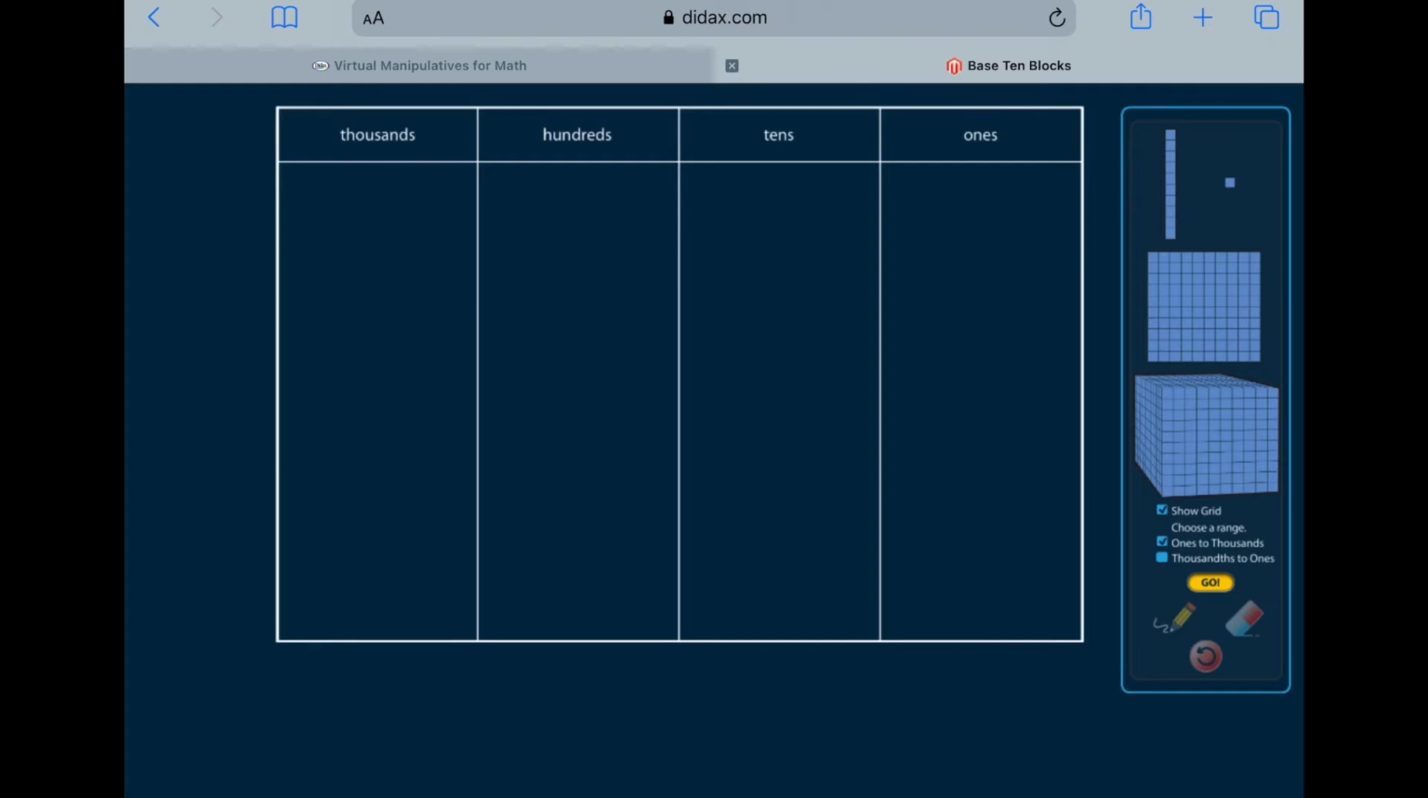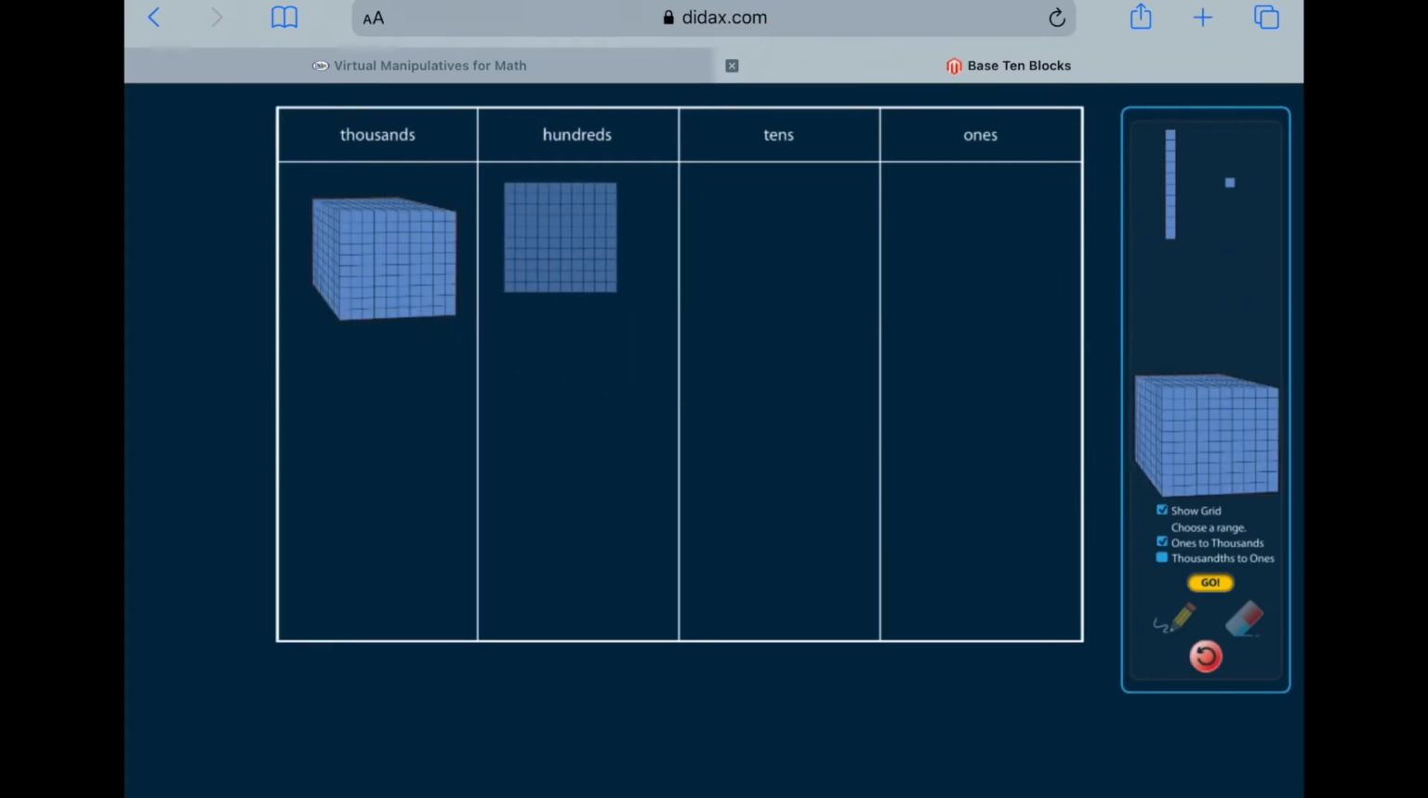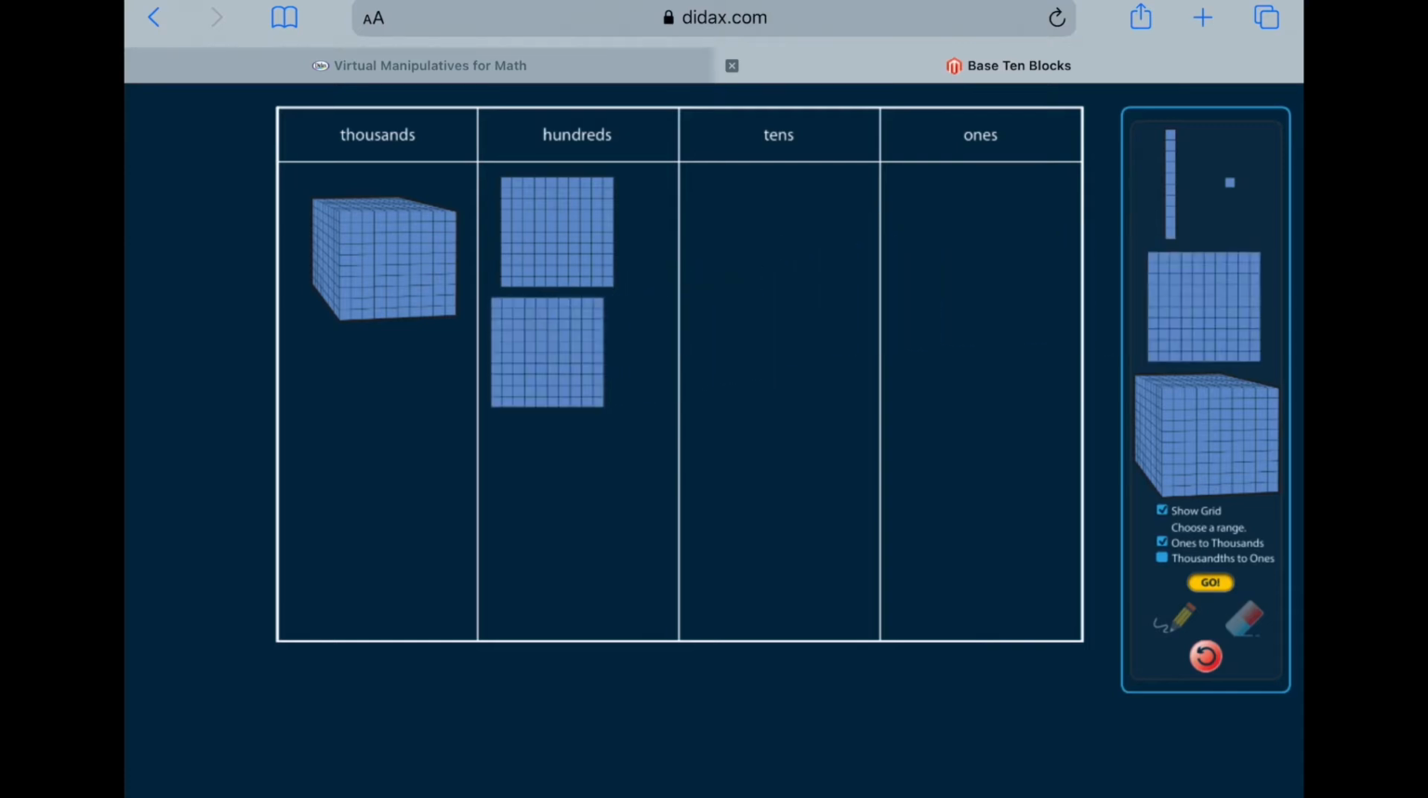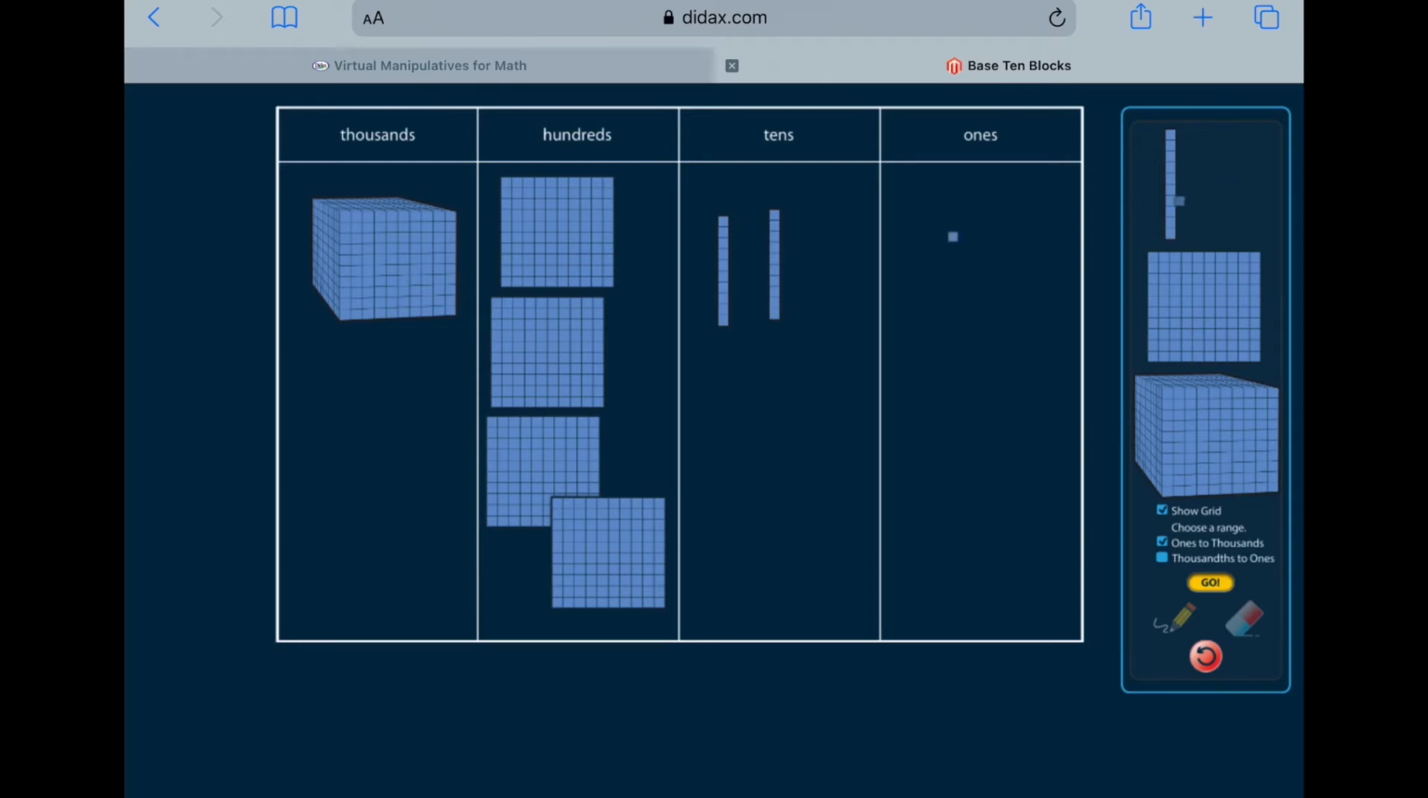Here we have some virtual base 10 blocks. So we had 1,400, so I need 4 of the flats, 400, kind of overlapped there, 20, 2 rods or 2 sets of 10, and then 3 individual units. And this really helps us see that when we have a 4 in the hundreds place, what we're talking about is 4 groups of 100.